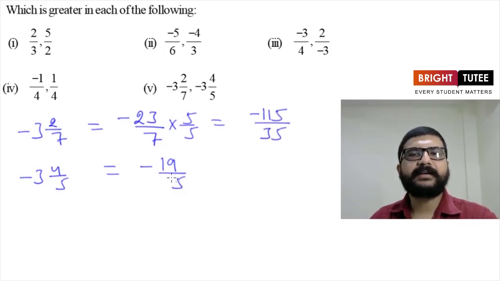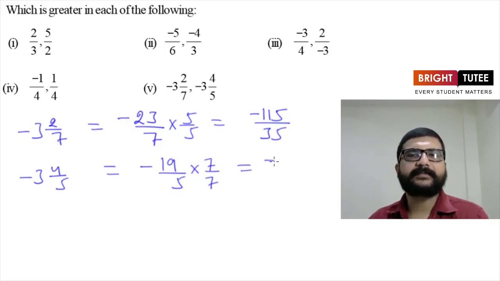And the second number, it is minus 19 upon 5. So we have to multiply this with 7 upon 7 to get denominator 35. Now what is minus 19 into 7? It is minus 133 upon 35.